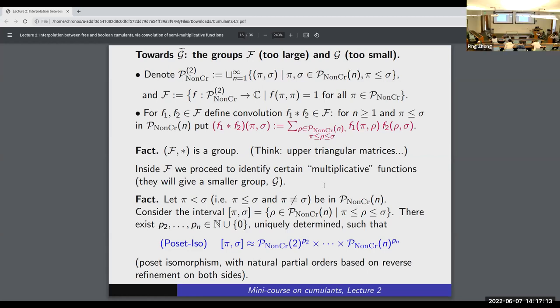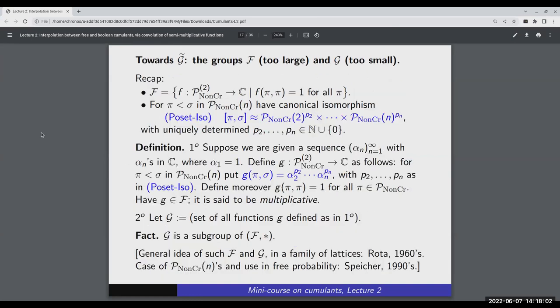Inside there, we find, again, an idea going back to Rota, even though for non-crossing partitions this was found by Speicher. I'll comment on that a bit later. There is a smaller group of so-called multiplicative functions, and where does this come from? If you take the partially ordered set provided by an interval, everything between a pi and a sigma, and look at the isomorphism class of that partially ordered set, you can factor it as a Cartesian product of full lattices of non-crossing partitions. Moreover, these P2, ..., Pn are uniquely determined. Here is a repeat of what was on the preceding slide. So you have this factorization, and you declare the function f to be multiplicative if it follows this factorization.